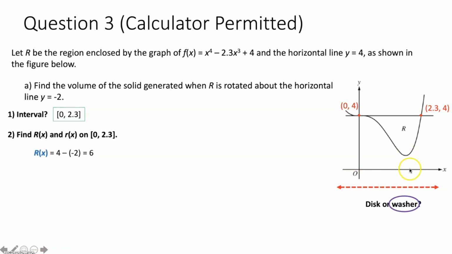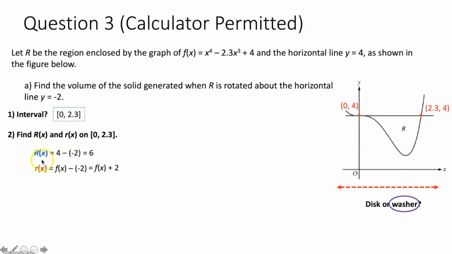Next, we need to find our inner radius, which is the distance from our axis of revolution to our innermost function, or the closest function, which in this case would be f of x. So to find our inner radius, we take whatever's greater, subtract whatever's lesser. On this interval, f of x is greater than our axis of revolution, so I take f of x and subtract -2, and I end up getting f of x plus 2. That is going to be my inner radius.